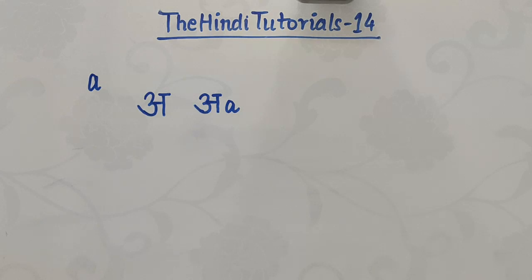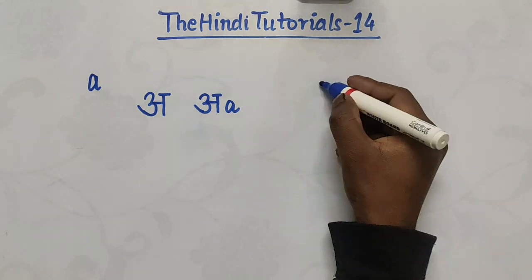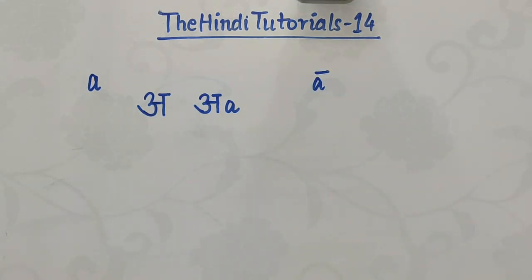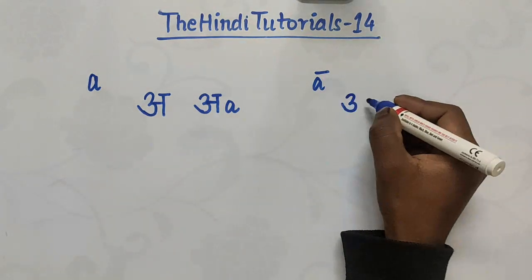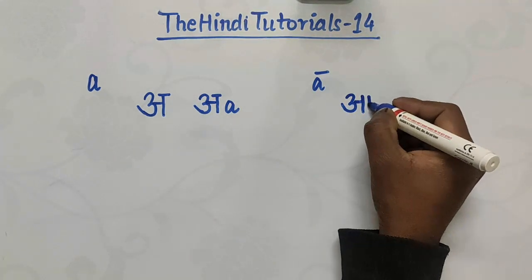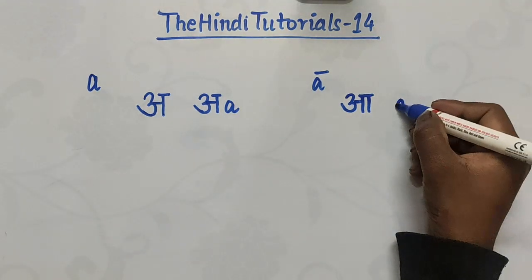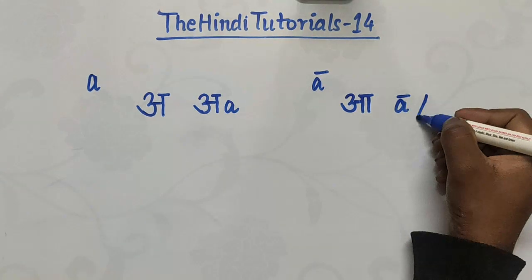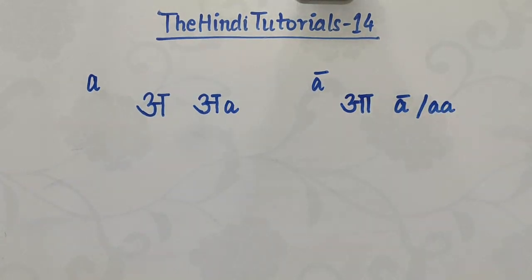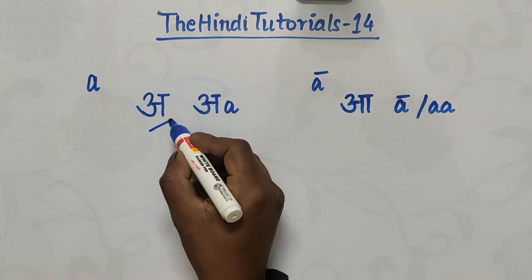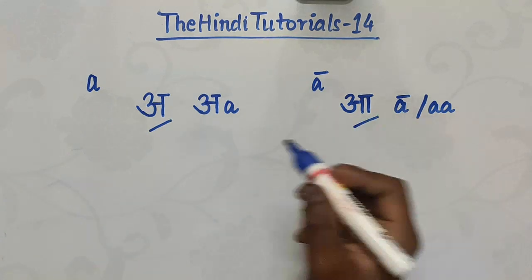Next, the next sound is Aa. Aa is an elongated vowel. Okay, it's very similar to A. We just need to add one more vertical stroke and it becomes Aa. ठीक है? Aa.